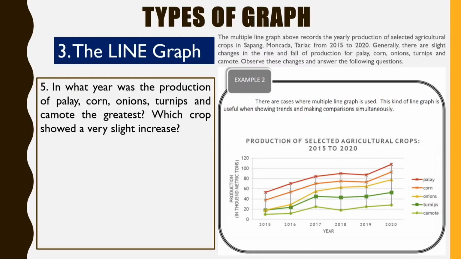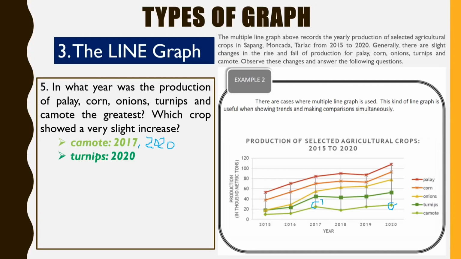Question number 5. In what year was the production of palay, corn, onions, turnips, and kamote the greatest? Let's answer that first. For kamote, the greatest production is in this year, that is 2017, and also in this year. So that should be 2017 and 2020.